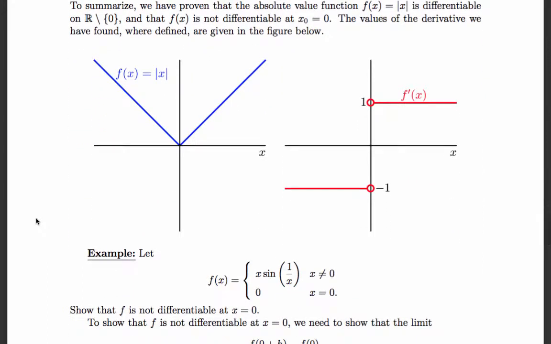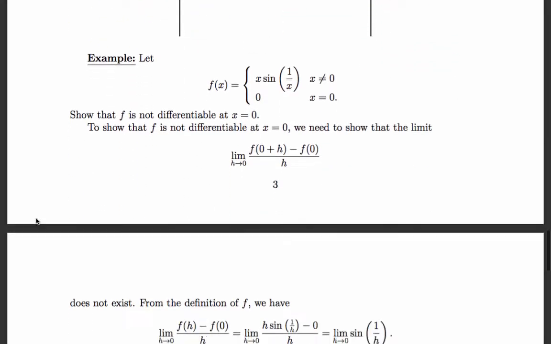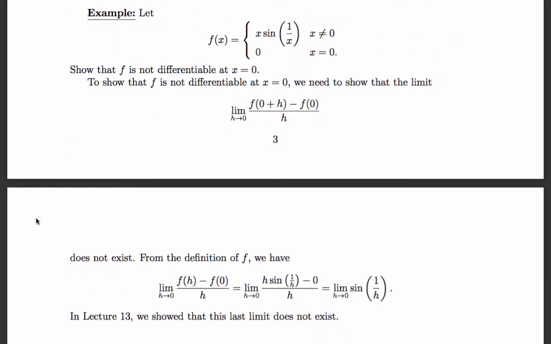So here we have a plot of f of x equals the absolute value of x and its derivative there in red. Let's look at one more example since we're all here. Suppose f of x equals x times sine of 1 over x for non-zero x, and f of x is 0 when x is 0. So here f is defined for all x. f is a mapping from R to R. Show that f is not differentiable at 0.